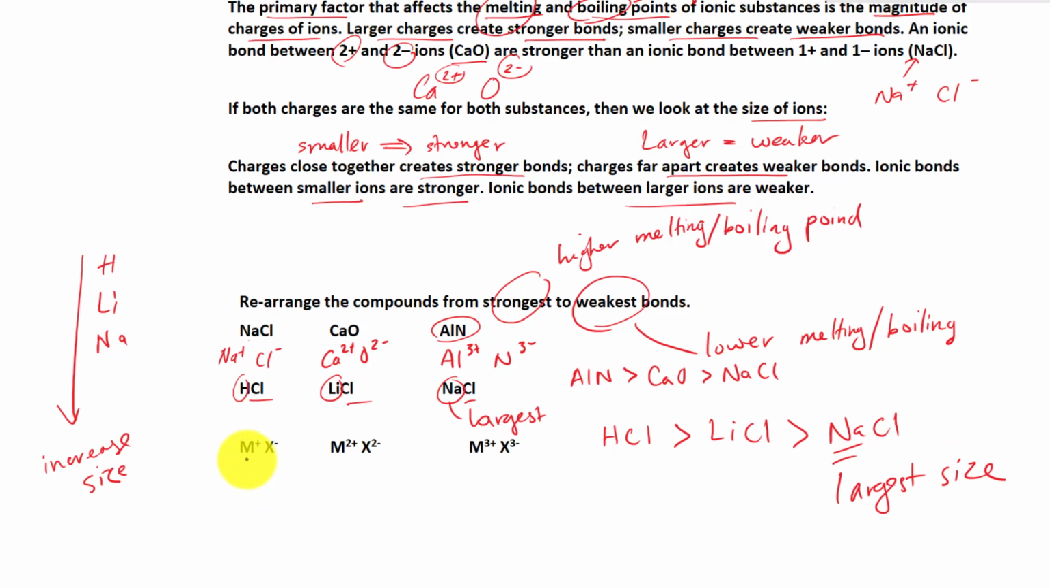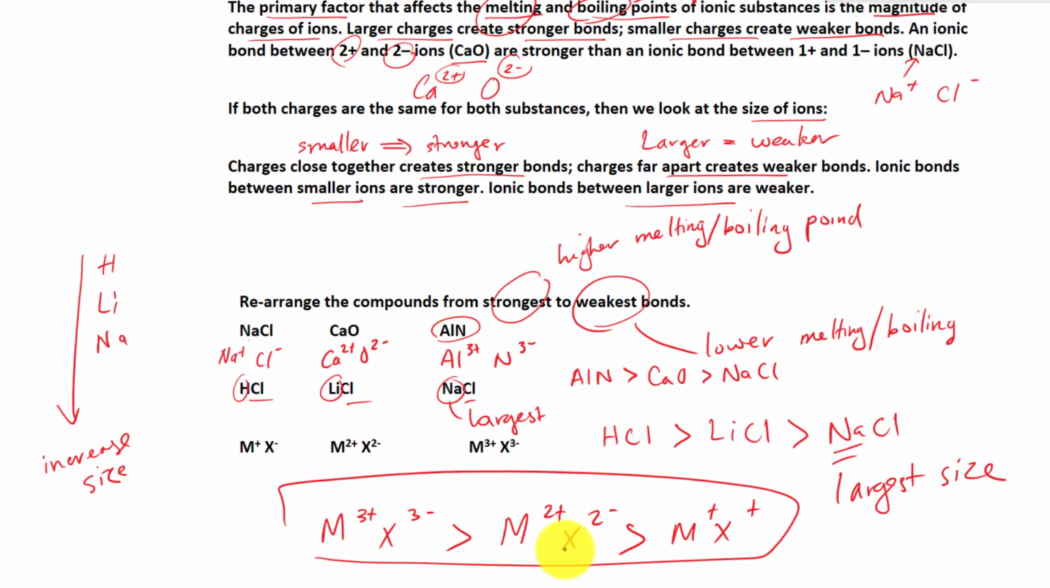Now, let's look at this one right here. We have some random ions, positive and negative. We have plus 1 and minus 1, 2 plus and 2 minus, and 3 plus and 3 minus. Well, the strongest one is the one with the higher magnitude of charges. So, of course, we know that M3 plus and X3 minus will be a lot stronger compared to M2 plus, X2 minus. And lastly, the weakest one of all is between M plus and X minus. So in this case, we know that the greater the charges, the stronger the bond.